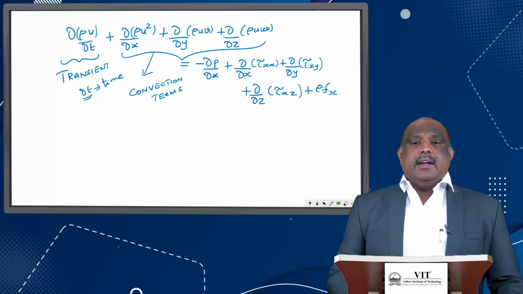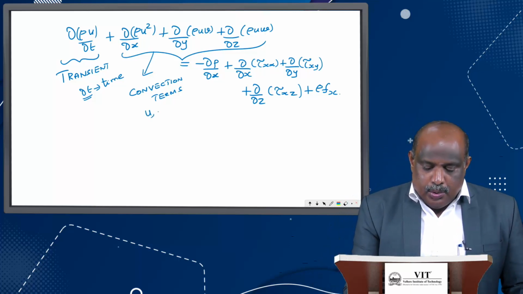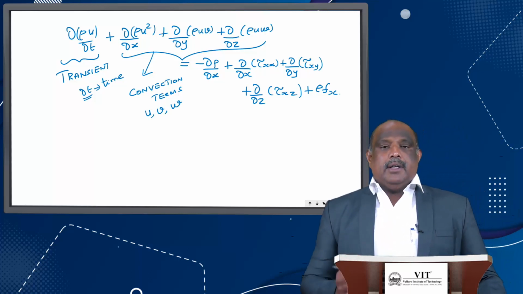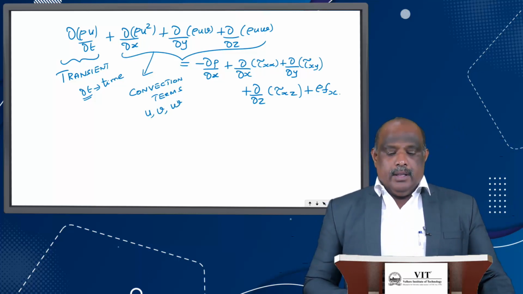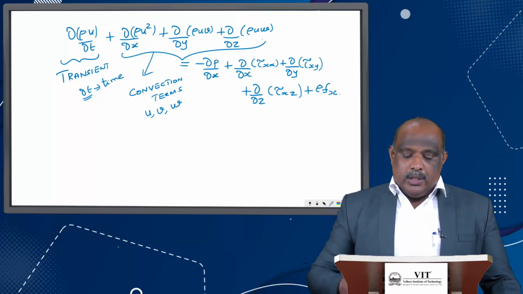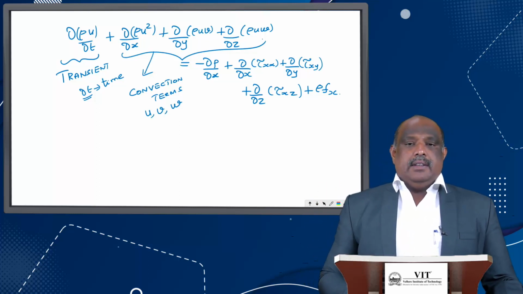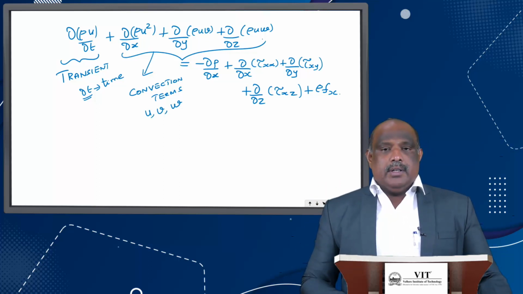What is the idea behind convection? Whenever you have a term with u, v or w, the velocity components, then that particular term is called a convection term. So we have here u squared, here we have uv, here we have uw. So the property is transported by means of convection.